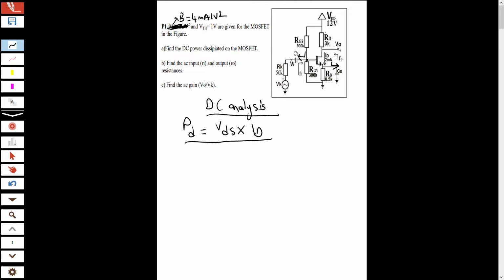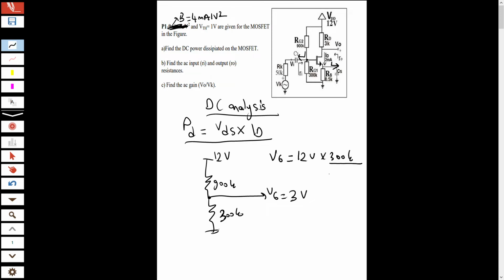Let's think V gate totally there is 12 volt. I mean, this is 12 volt, 900k and there is 300k. We can say this V gate voltage directly is 3 volt. Why? Resistive divider. V gate equals 12 volt times 300k divided by 1200k. So it is like 1/4 of the voltage, so it will be 3 volts.